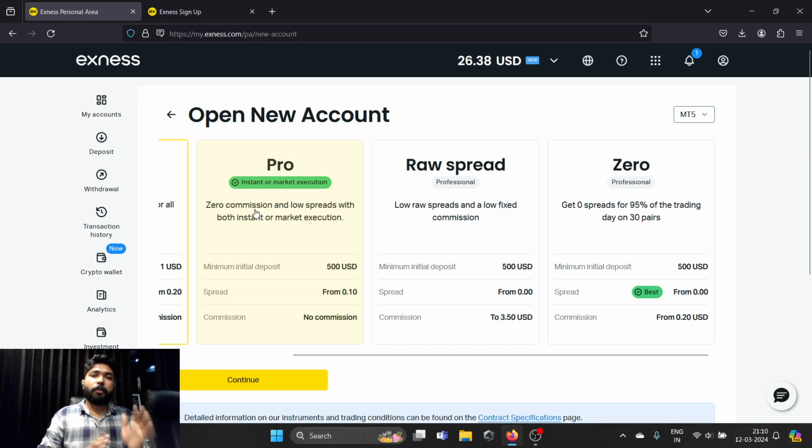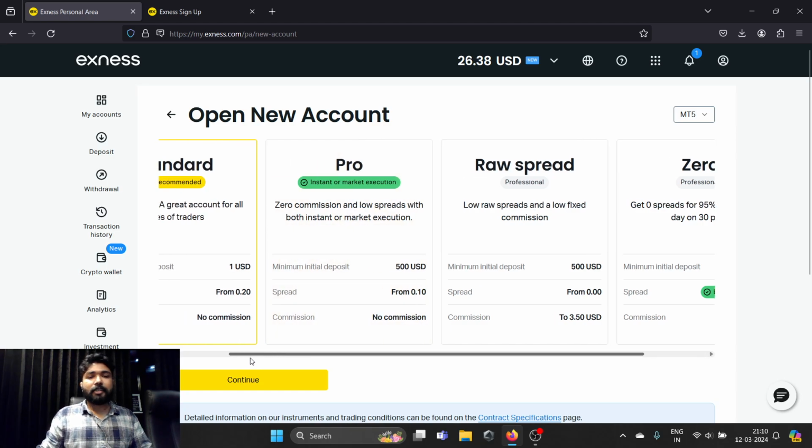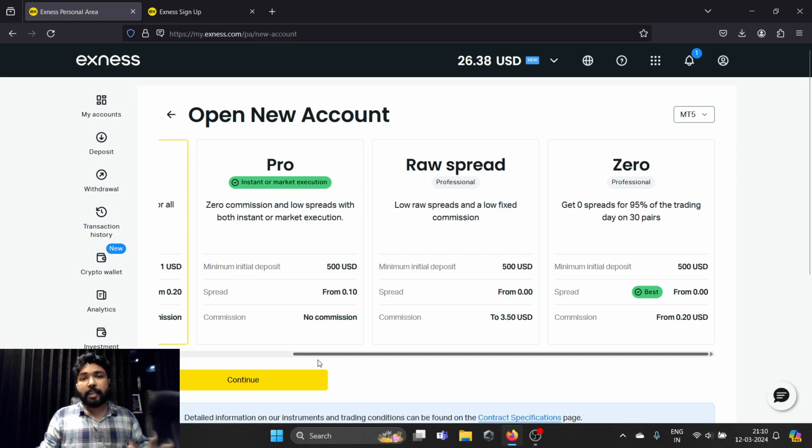So it is one of the more intermediate and professional ways that you can start. If you are not completely zero, if you are just an intermediate in the market, go with pro. For beginners, I would suggest standard itself, because you have to face that spread, you have to face losses in order to make profits in the market.